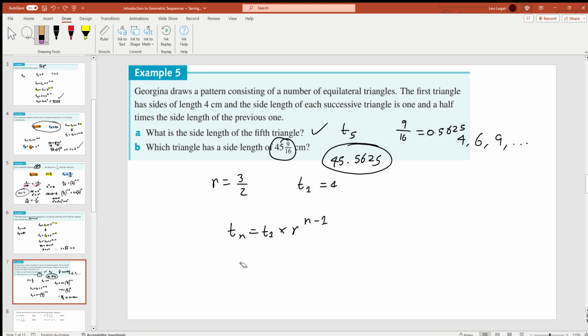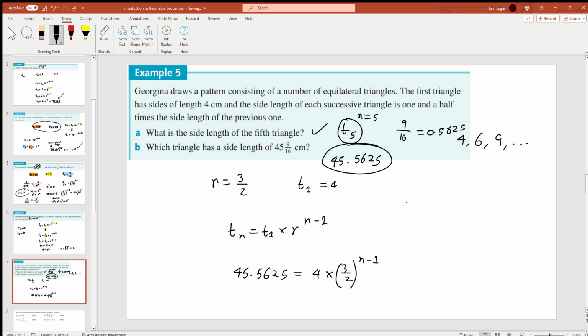We're looking for our side length, so we're looking for an n. Your n tells you which triangle. For example, that was the side length when n equals 5, the fifth triangle. So we're going to make this equal to T of n. We'll have 45.5625 equals T of 1, which is 4, times 3 on 2, all to the power of n minus 1. Now we're going to solve for n.